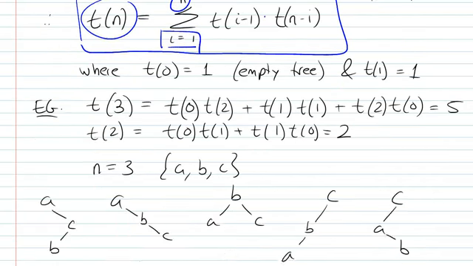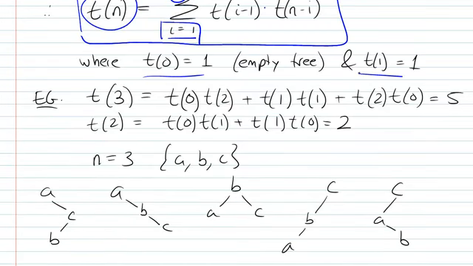So for example, these are the base cases. If we're looking at the case where we have a set of 0 elements, then this is the empty tree, and there's only one possibility for it. If we're looking at the set of 1 element, then the tree will always be just that element, so there's only one possibility for it.